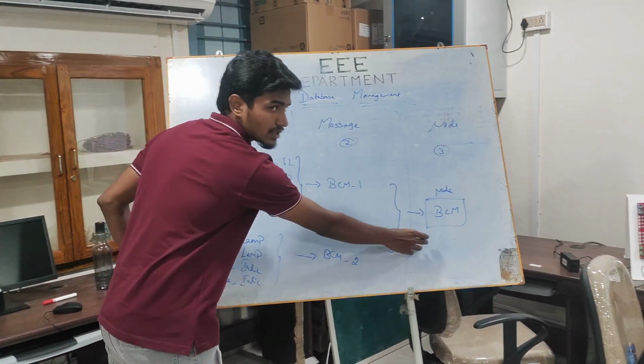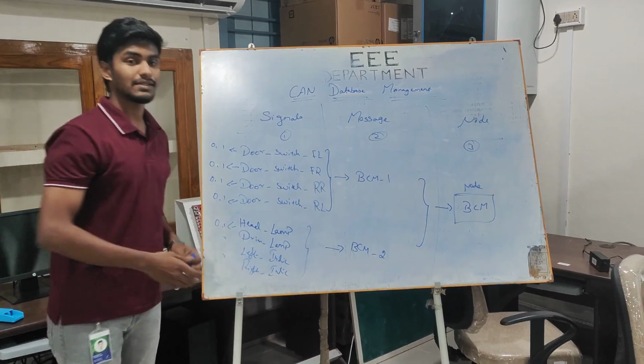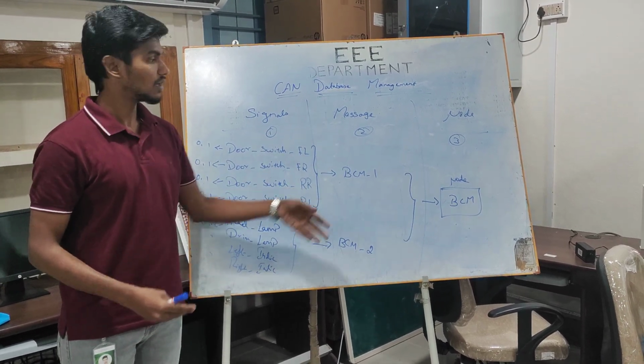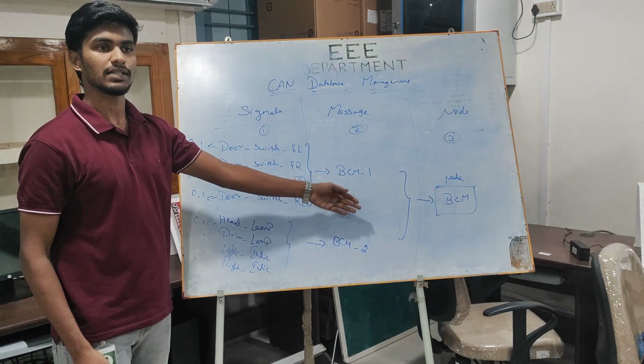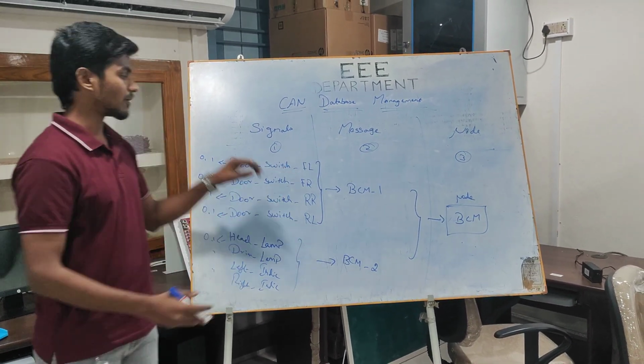So one node consists of 2 messages, and 2 messages consist of 8 signals. It is just one example. But we are able to add more signals and more messages for ECUs. We are able to give 10 messages, 8 messages, 7 messages, 6 messages. These messages are separated by separate signals.